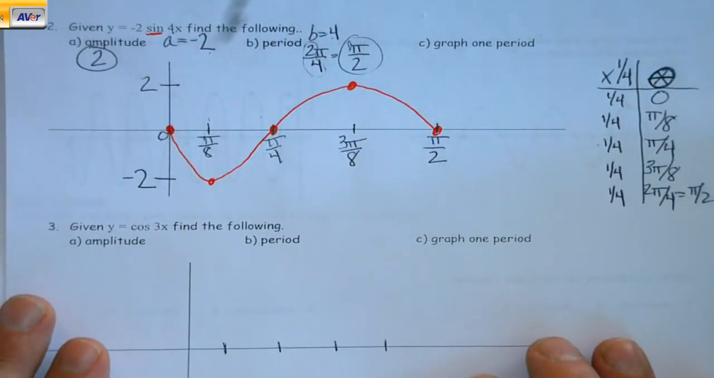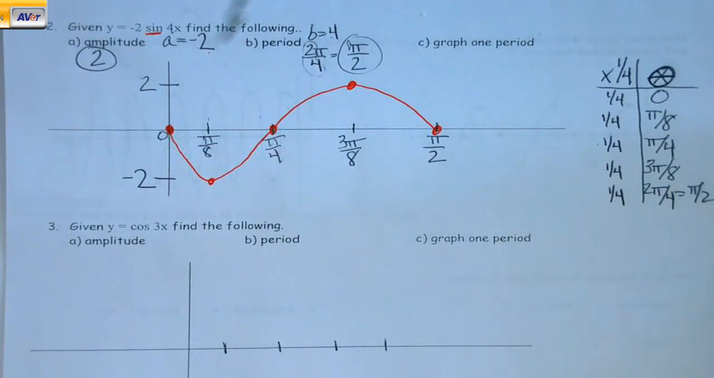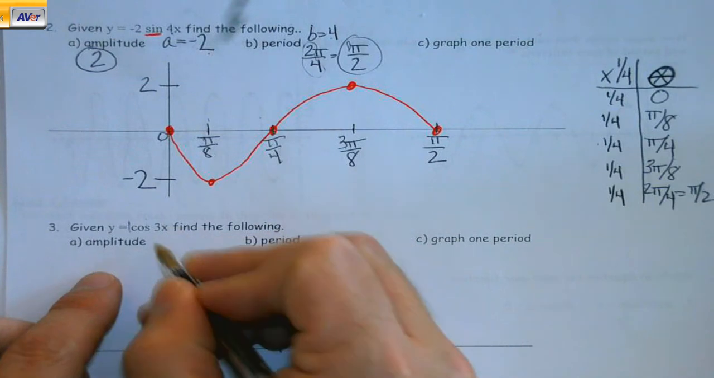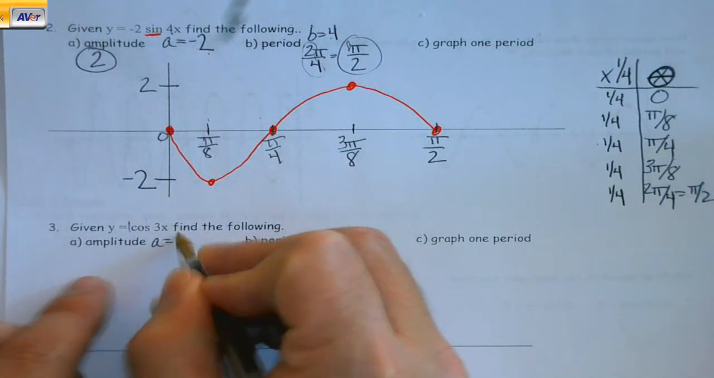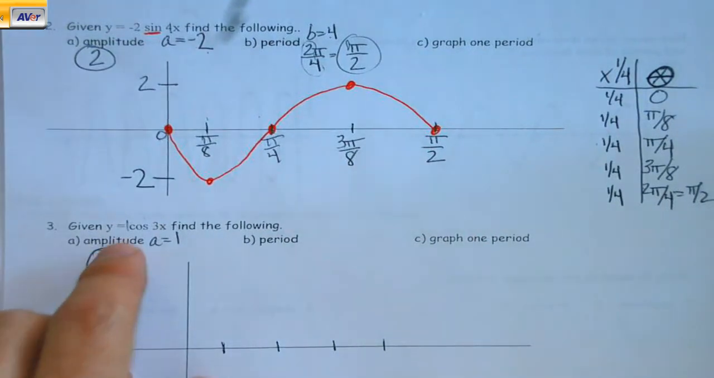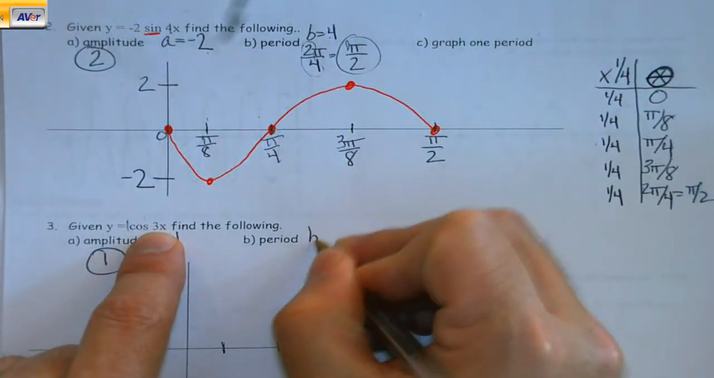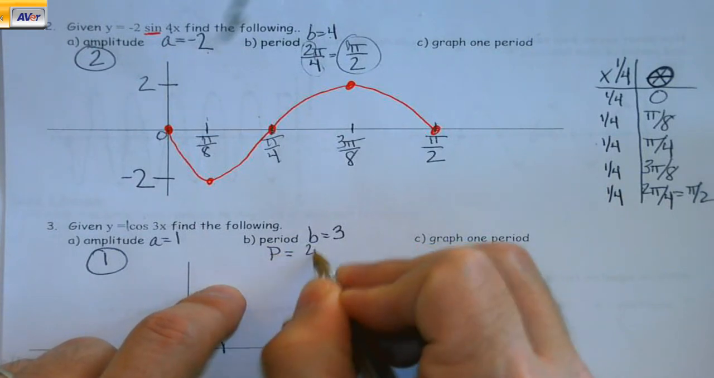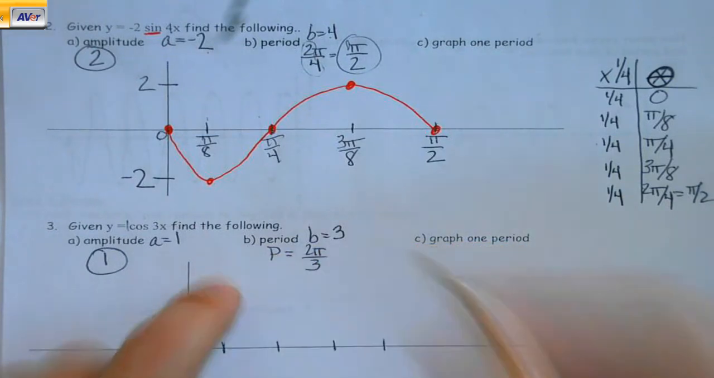And so as we keep going here, we just keep looking at these values. Okay? I don't see a number in front of cosine. We assume it's 1. So my A value is 1, and so is my amplitude. Then I go looking for my period. I look for my B value, which is 3. So my period is 2 pi over 3.